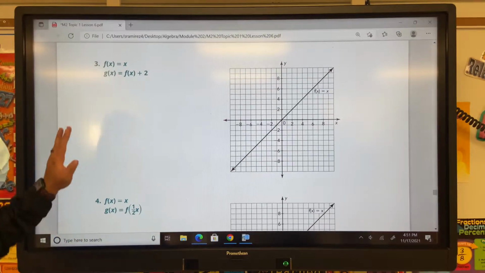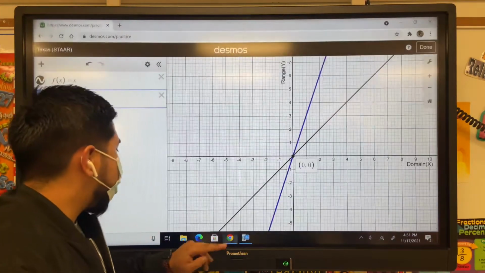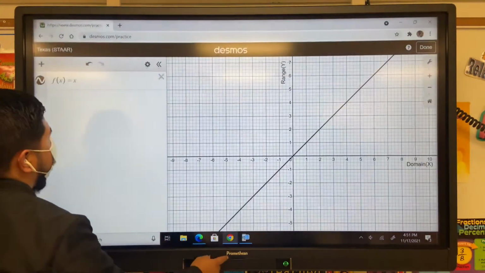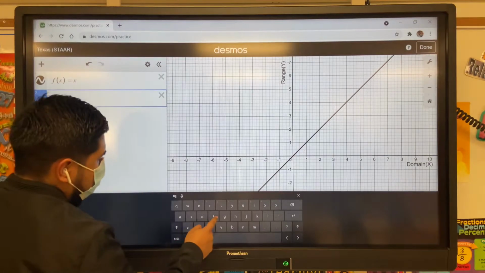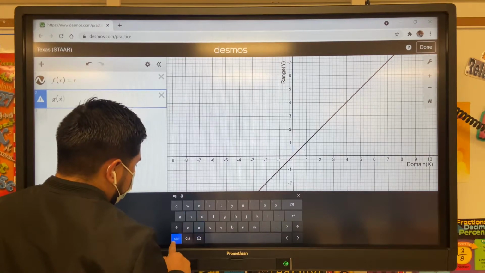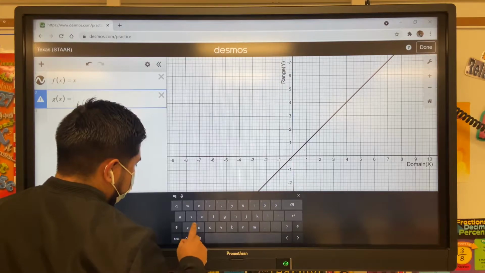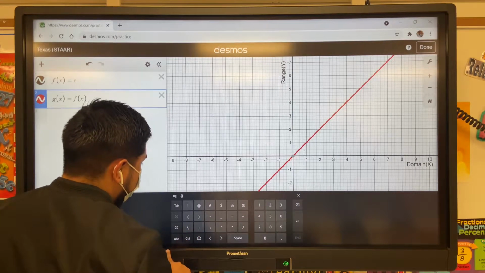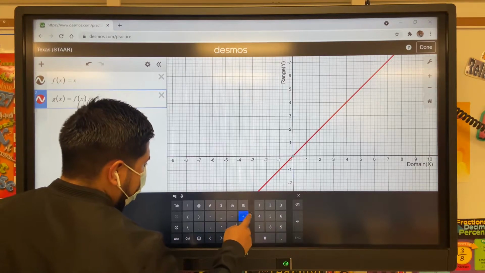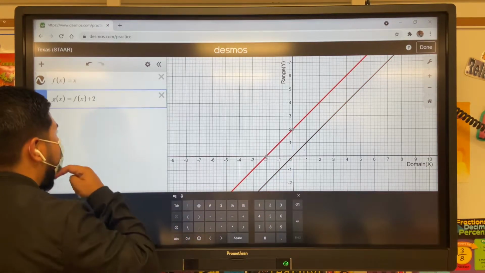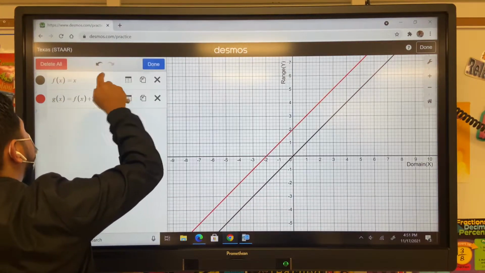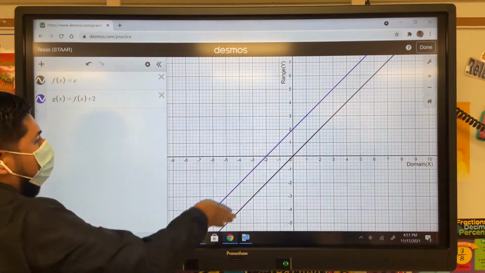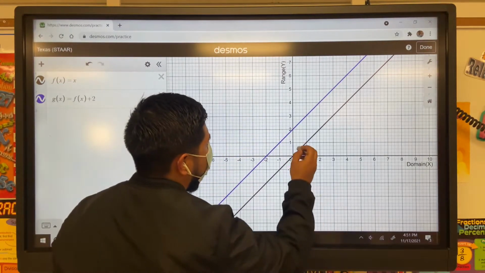Number 3, same type of scenario. Let's keep rolling. g of x equals f of x plus 2. Let's rock and roll. g of x equals f of x plus 2. Looks great. I like that. I'm going to change the color just because I'm real picky. No worries. I like this one. Of course, leaving the original in the black color.